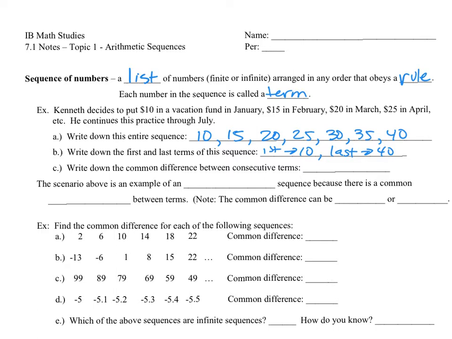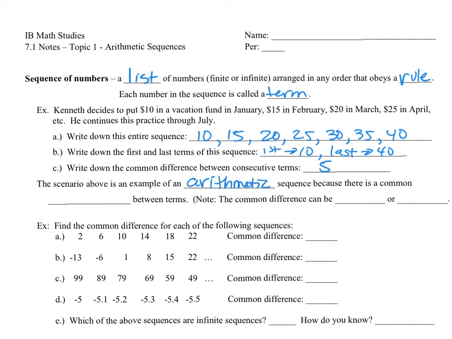Okay? The next thing we're going to do is write down the common difference between consecutive terms. Now, consecutive just means two terms right in a row. So if I want to find that common difference, all I have to do is take any term and subtract the previous term. So for example, 15 minus 10, or 20 minus 15, or 25 minus 20, you'll see that that common difference is always going to be $5. All right, so this scenario above, this example we were just looking at, is an example of what we call an arithmetic sequence.